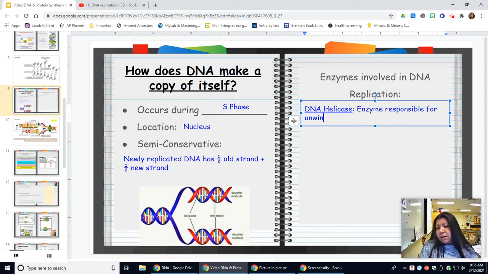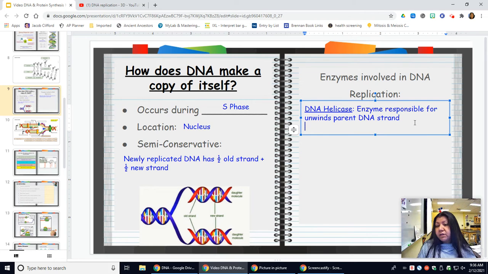So we say this one unwinds the parent DNA strand. Remember, we always start with a parent, just like how we started with a parent cell during the cell cycle, and then we end up with daughter cells. So we start with a parent strand and we end up with daughter strands. And you can see that right here in the picture. We have 2 daughter molecules down at the bottom. So DNA helicase is going to unwind that parent DNA strand.